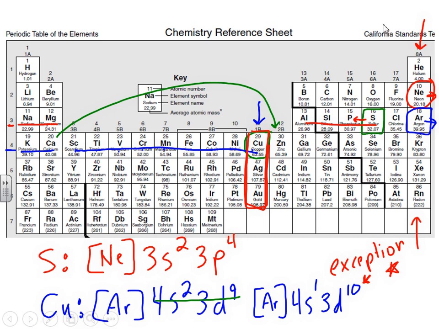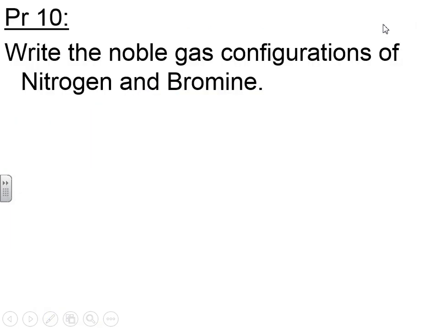All right, go ahead and try a few of these on your own. Do nitrogen and bromine, and then we'll come back and talk about orbital notation in the next lesson.